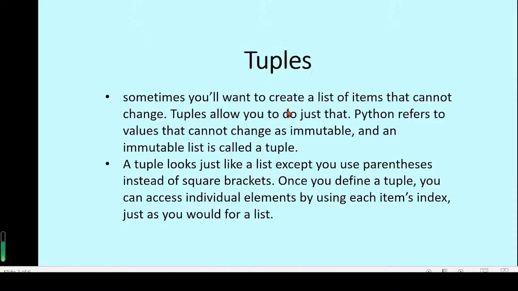Sometimes we want to create a list of items that cannot change. Tuples allow you to do just that. Python refers to values that cannot change as immutable, and an immutable list is called a tuple. A tuple looks just like a list, except you use parentheses instead of square brackets. Once you define a tuple, you can access individual elements by using each item's index, just as you would for a list.